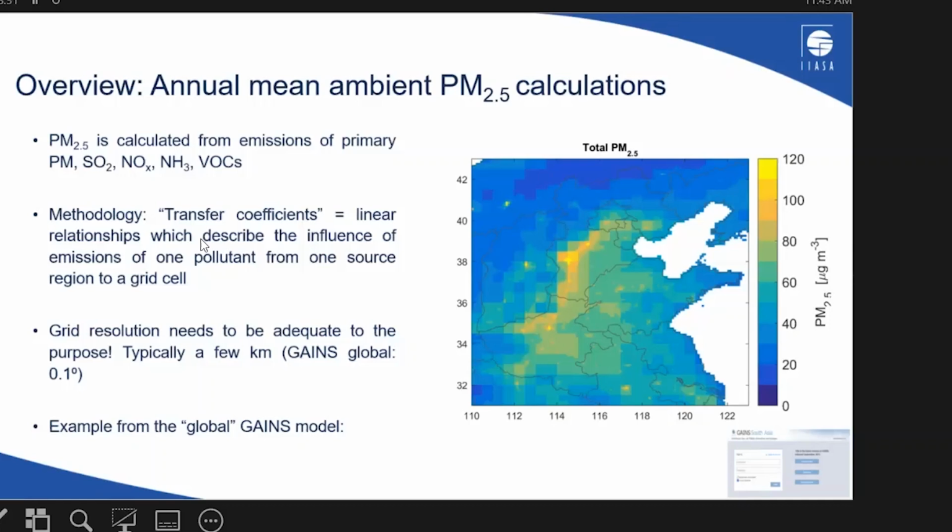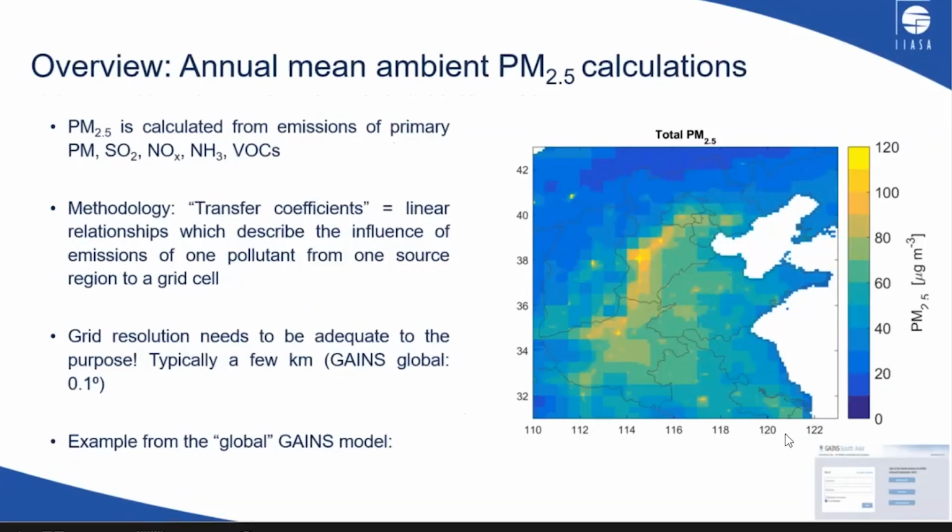For example, sometimes in Europe we have a very fine resolution, 1 kilometer by 1 kilometer, for street level modeling. But usually for the global version of GAINS, we have 0.1 degree resolution. And this is one example of the global GAINS model. This is the South China Sea. So here you can see the PM2.5 concentration, and here we have different grid cells.